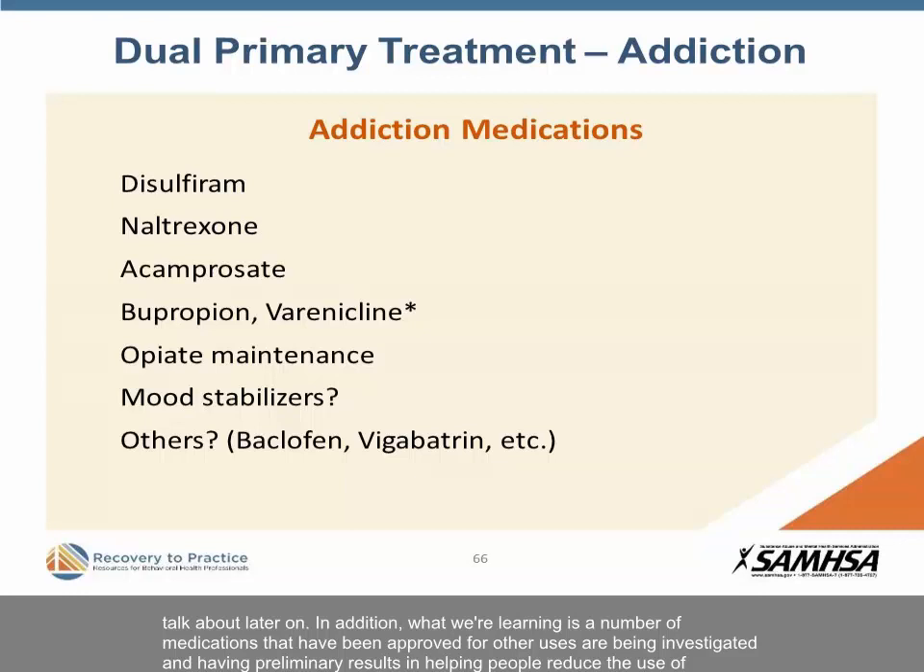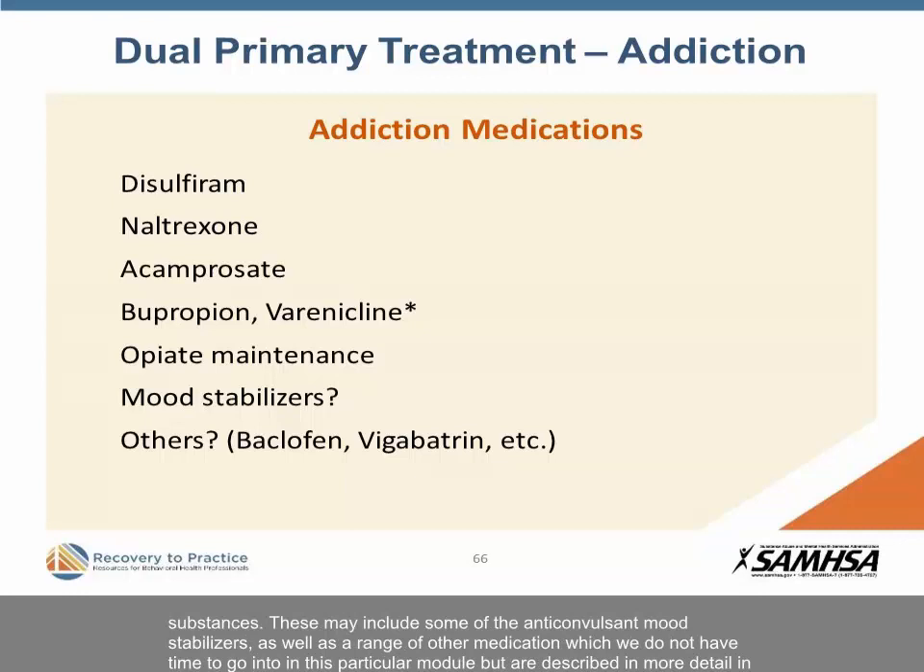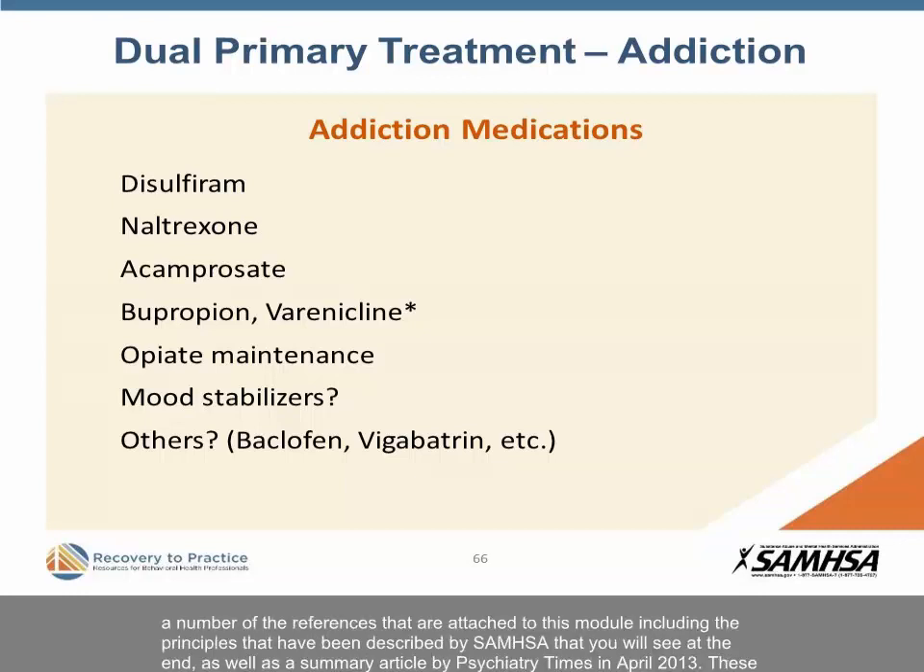In addition, what we're learning is that a number of medications that have been approved for other uses are being investigated and having preliminary results in helping people reduce their use of substances. And these may include some of the anticonvulsant mood stabilizers, as well as a range of other medications, which we do not have time to go into in this particular module, but are described in more detail in a number of the references that are attached to this module, including the principles that have been described by SAMHSA that you'll see at the end, as well as a summary article that I wrote for Psychiatry Times in April of 2013.